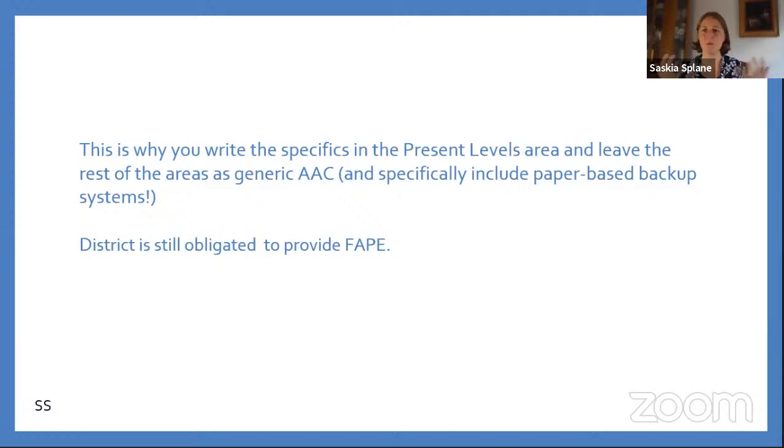And we can help with getting that communication more and more adequate throughout. It doesn't have to necessarily be on that speech generating device. But backup systems, make sure they're written into the IEP.